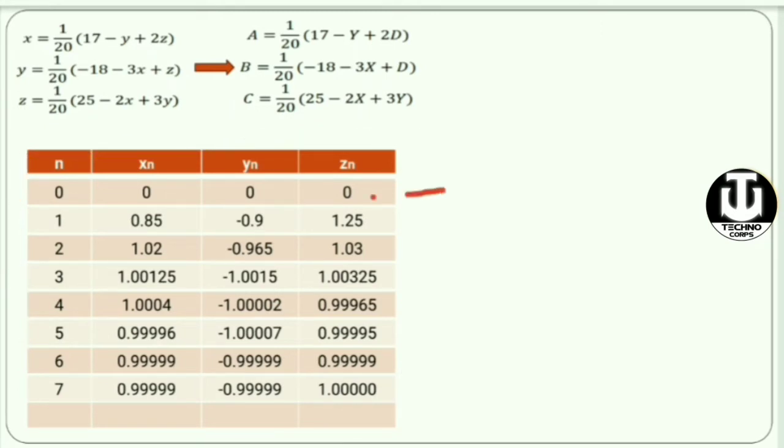So this is the value that I have taken as the first approximation, 0, 0, 0. Now this is the answer of the first iteration, second iteration, third iteration and so on. You can check by yourself. Now because we are moving towards the calculator process, what do we have to do? First of all, we have to formulate these equations into calculator terms. So how will we do that? Let's check in the calculator.